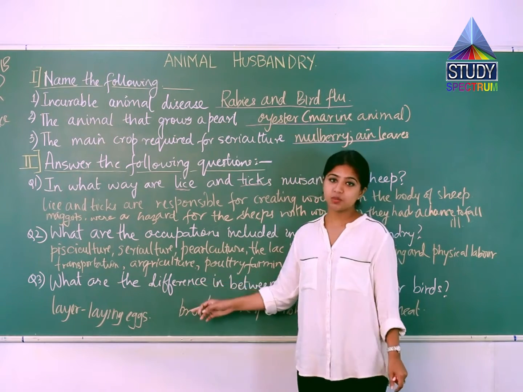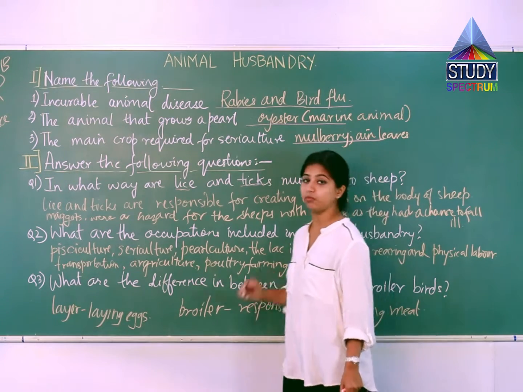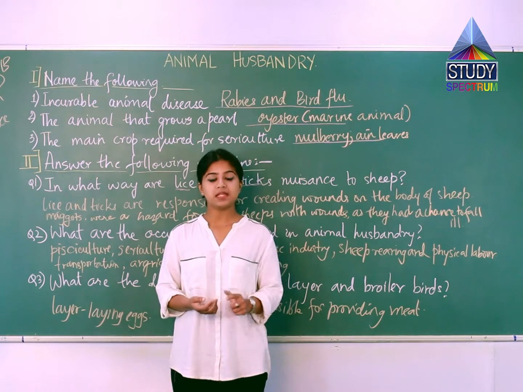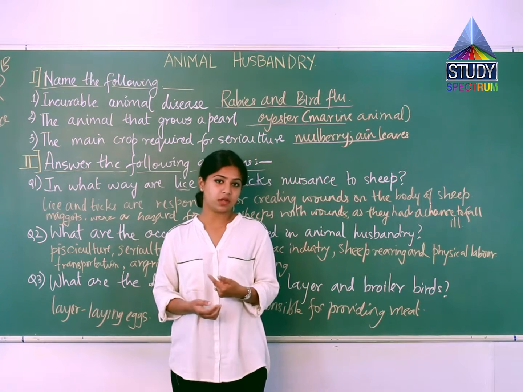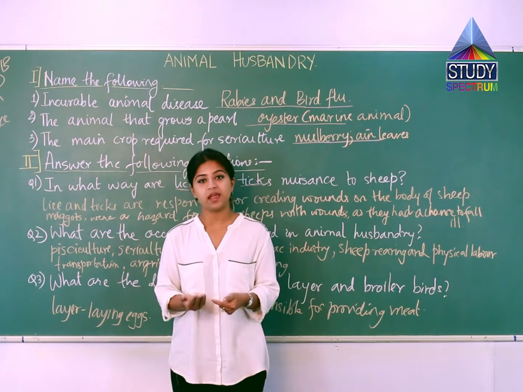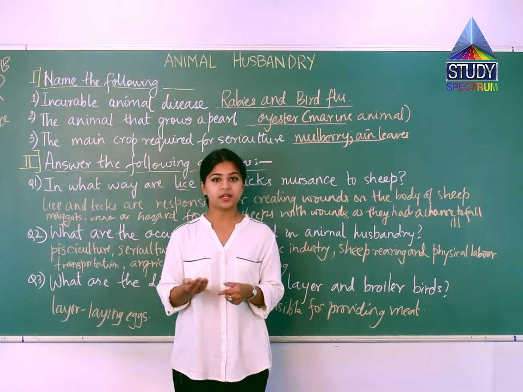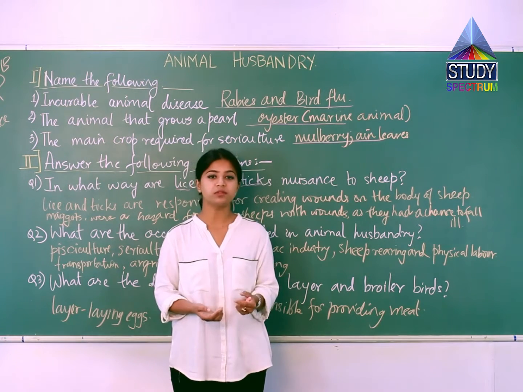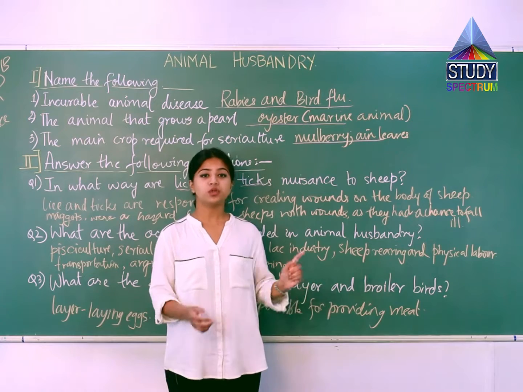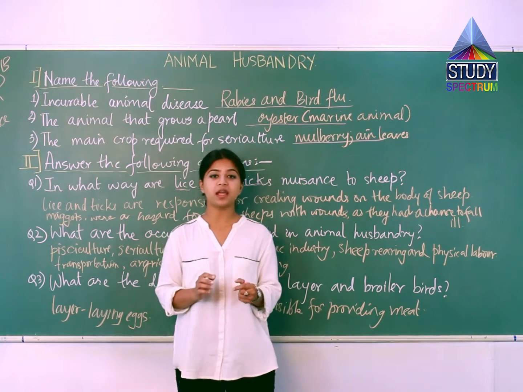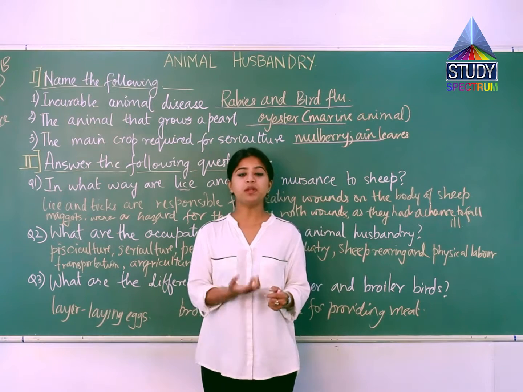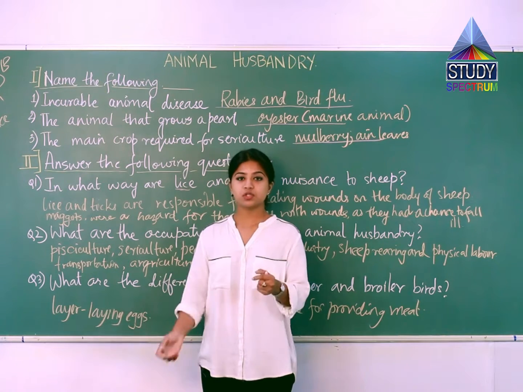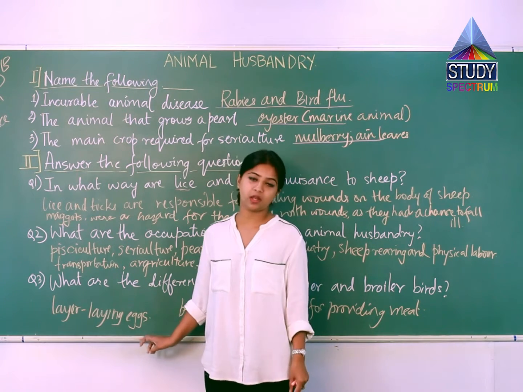Then we have a last question, that is, what are the differences between the layers and the broilers? So we understood that layers were the birds that were responsible for just laying eggs. That is why they were included in the category of layers. While broilers were the birds that were responsible for providing meat. So their diet content was different. The diet content of layers was such that with a minimal diet provided to them, they laid an excess amount of eggs. The example for this is white leghorn.